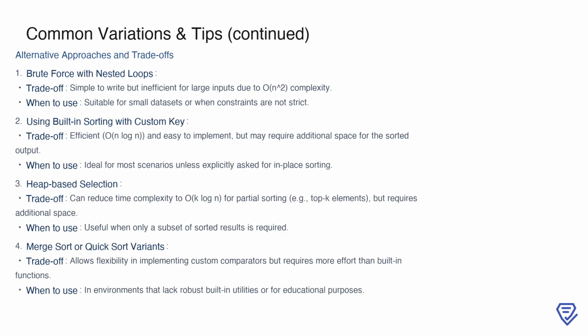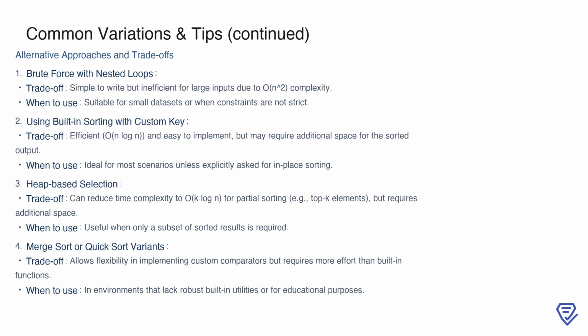Finally, let's discuss some alternative approaches and their trade-offs. A brute force method using nested loops is simple to write but comes with a major drawback: its O(n²) complexity makes it inefficient for large datasets. This approach is best suited for small inputs or when constraints are lenient.